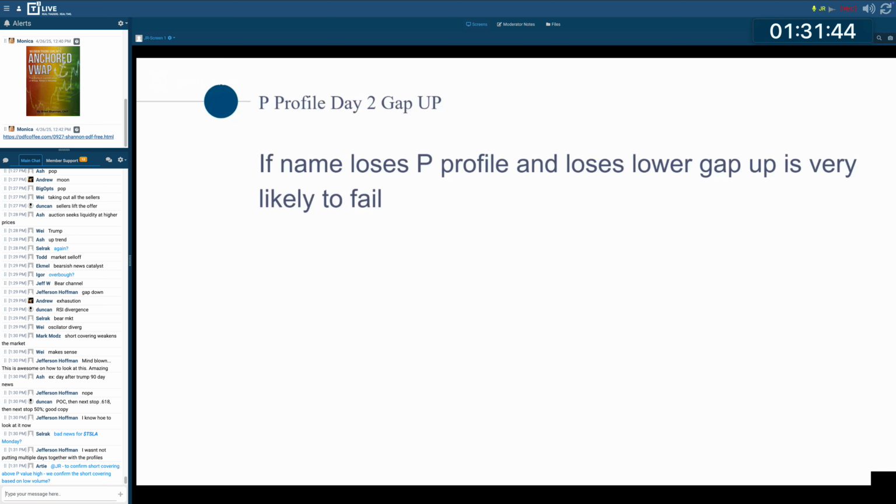Now we're nerding out, right? You guys have been asking me about volume profile forever. Now we're in it to win it.